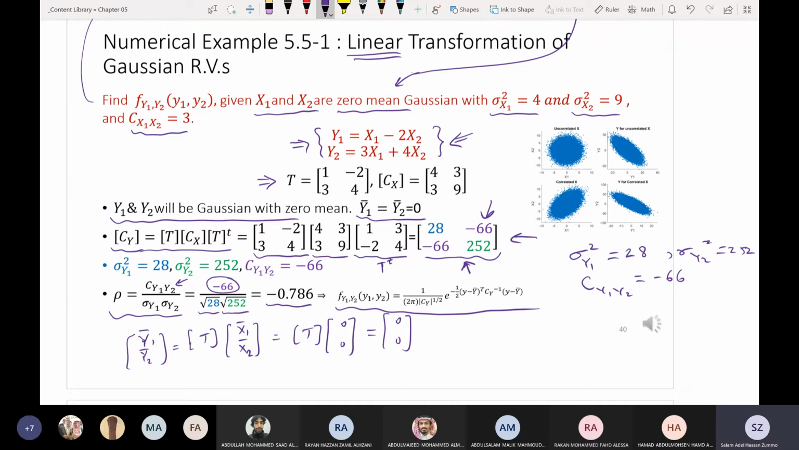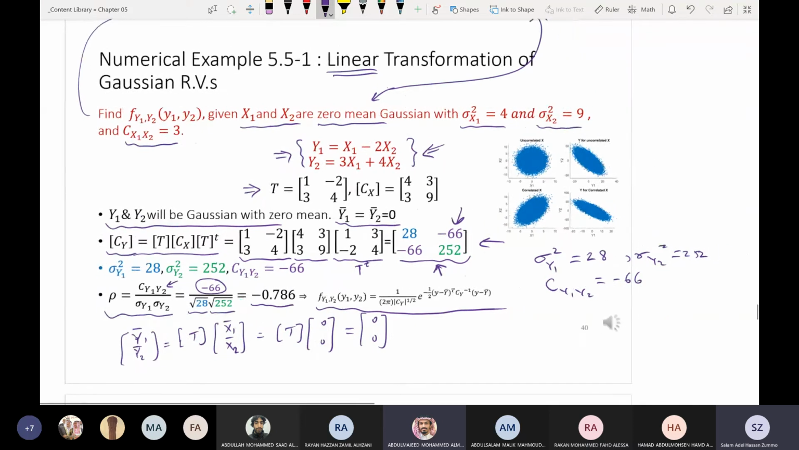How can we describe the relationship between y1 and y2? Are they correlated or not? They are negatively correlated. Yes, negatively correlated means that if y1 increases, y2 would decrease on average, of course.